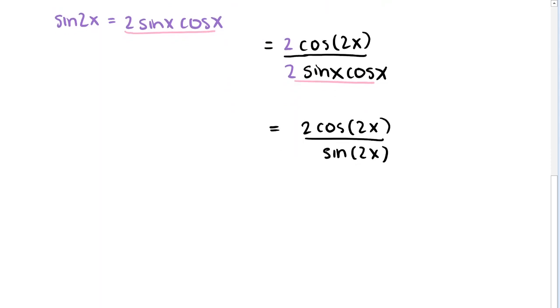And now we're done, right? Cosine of 2x over sine of 2x, that's cotangent of 2x. And then we have this factor of 2 in front, and this is what we were asked to show in the first place.